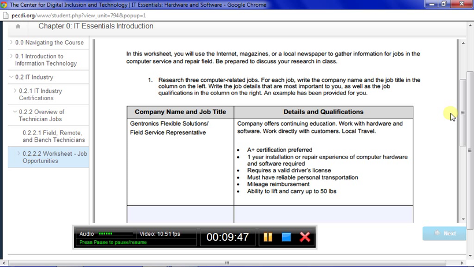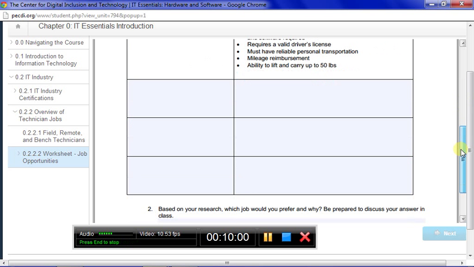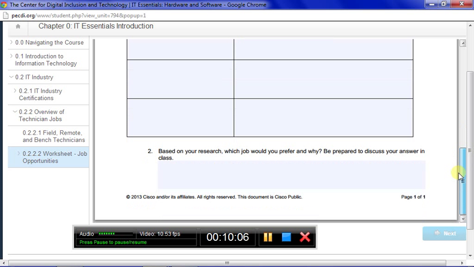So you'll notice it says company name and job title, and over there it says details and qualifications. So you might write some information down about a company and what their job qualifications are, and so you can compare them. You'll see there's spots for several places there. And then there's some questions for you to answer to see why you might be a good fit or why you might want to work there. So I really suggest you do these.